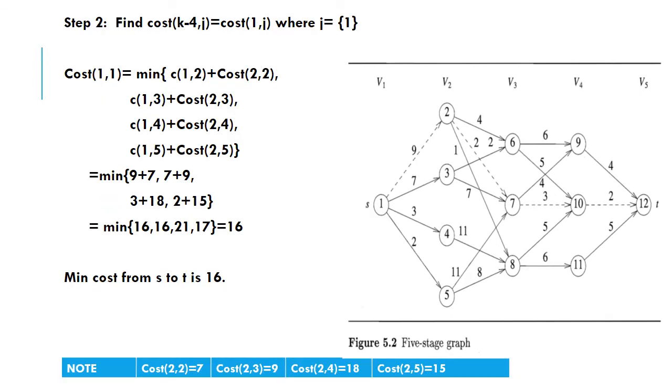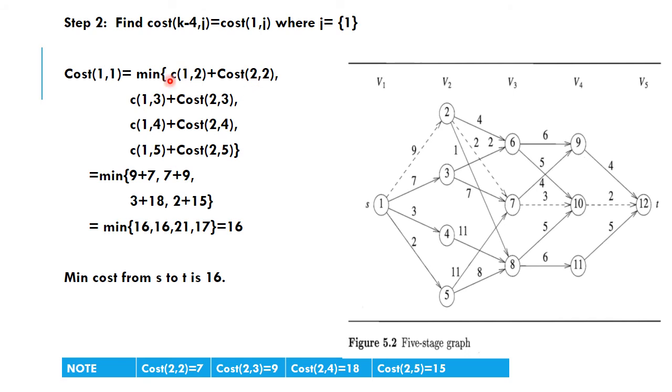Now we'll find cost of k minus 4 comma j. What is k minus 4? K minus 4 is 1. That means you have reached the first stage. So after finding cost of 1 comma j, you can stop it. So cost of 1 comma j, where j equal to 1, because at stage 1 you have only one vertex. So 1 is connected to which are the vertices of second stage? 2, 3, 4, 5. So L will be once 2, next 3, next 4, next 5.